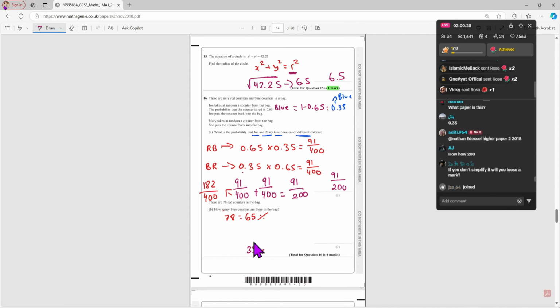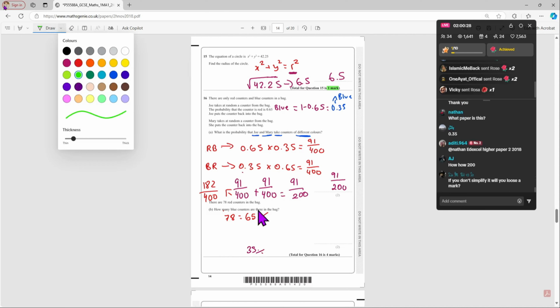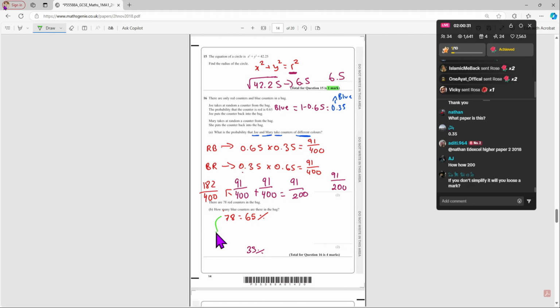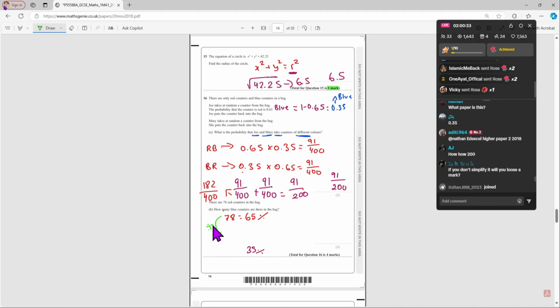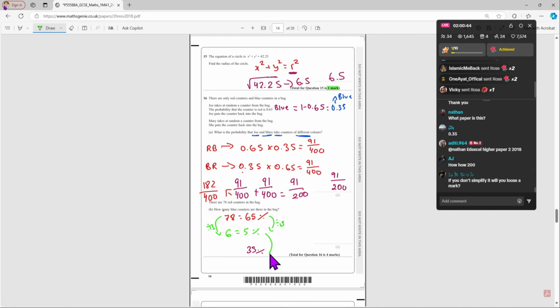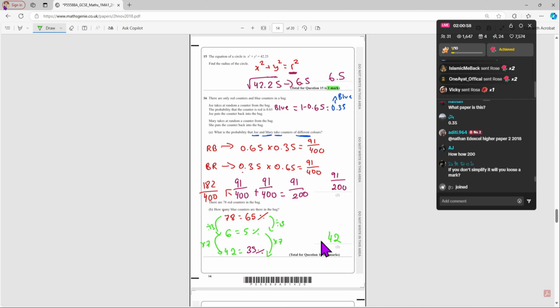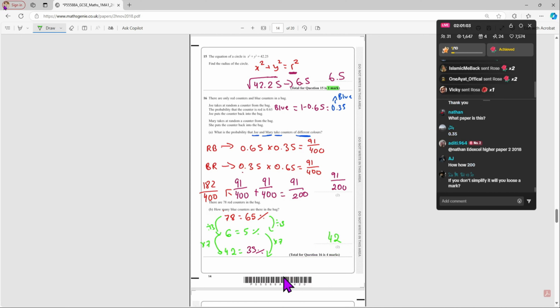So the first thing you would do is divide by 13 first on both sides. Divide by 13 on this side and divide by 13 on this side. You're going to have 6 counters is equal to 5%. And then we have to work out how much 35% is worth. So you're going to times by 7 on both sides. 6 times 7 will be 42 counters equal to 35%. That will be your answer. So the answer is 42 counters. There are 42 blue counters in the bag.